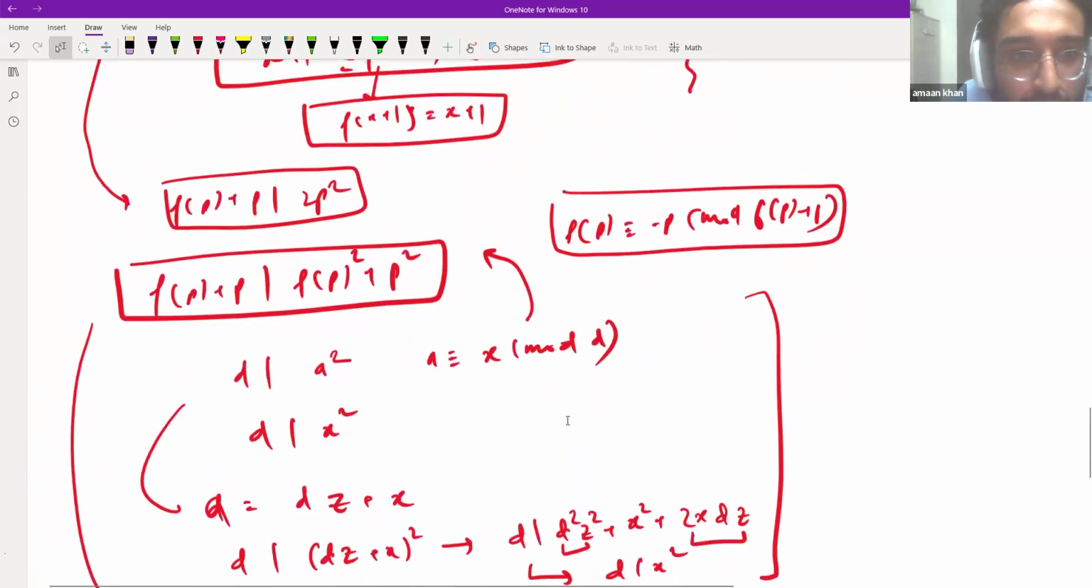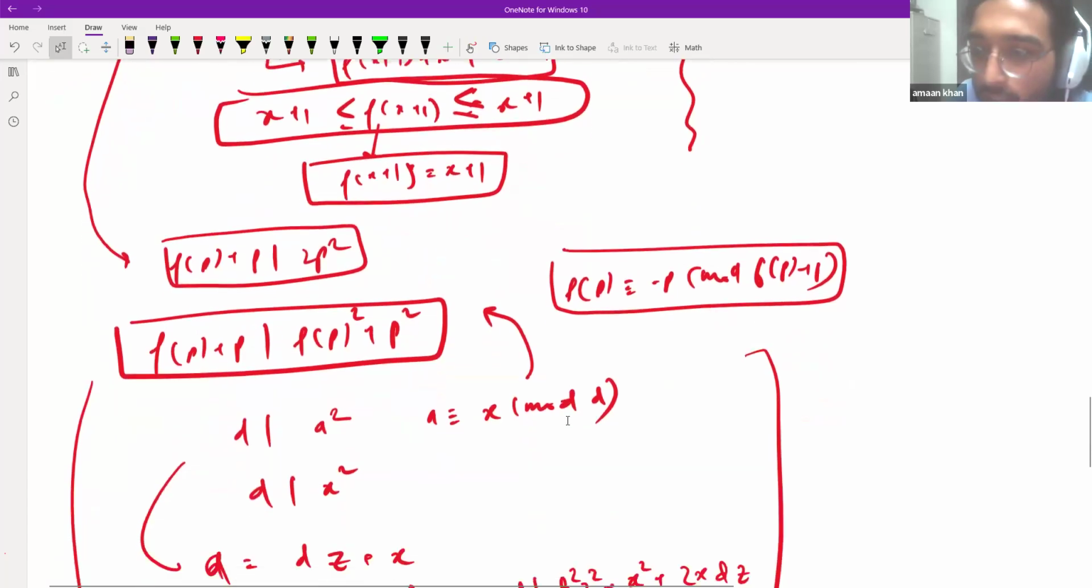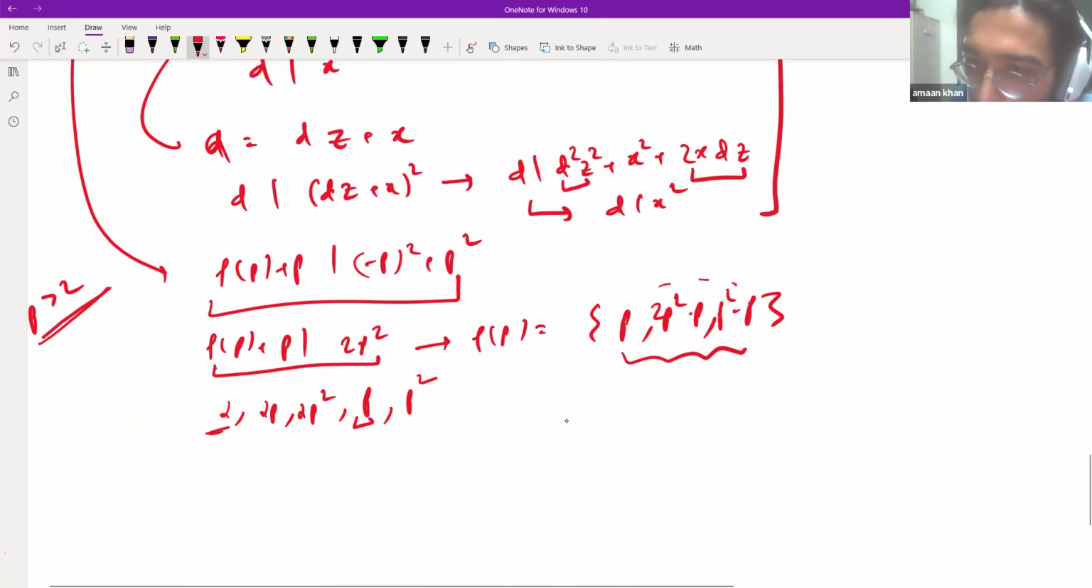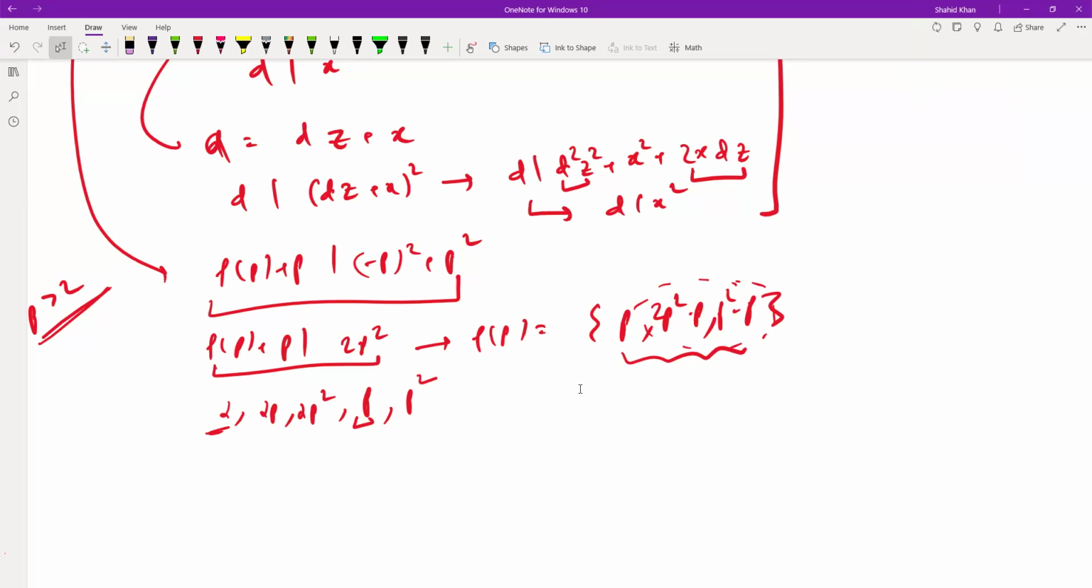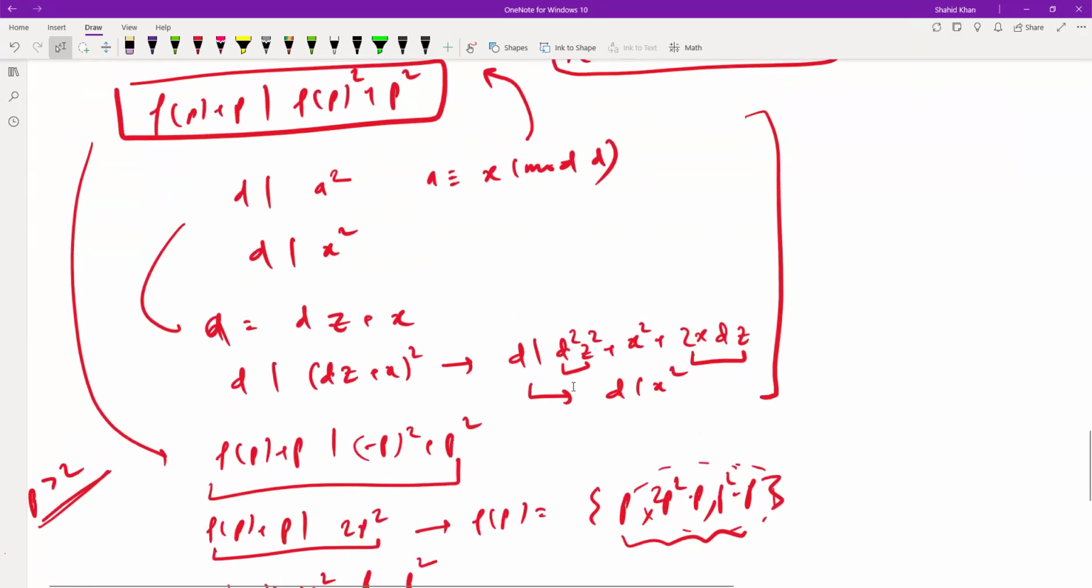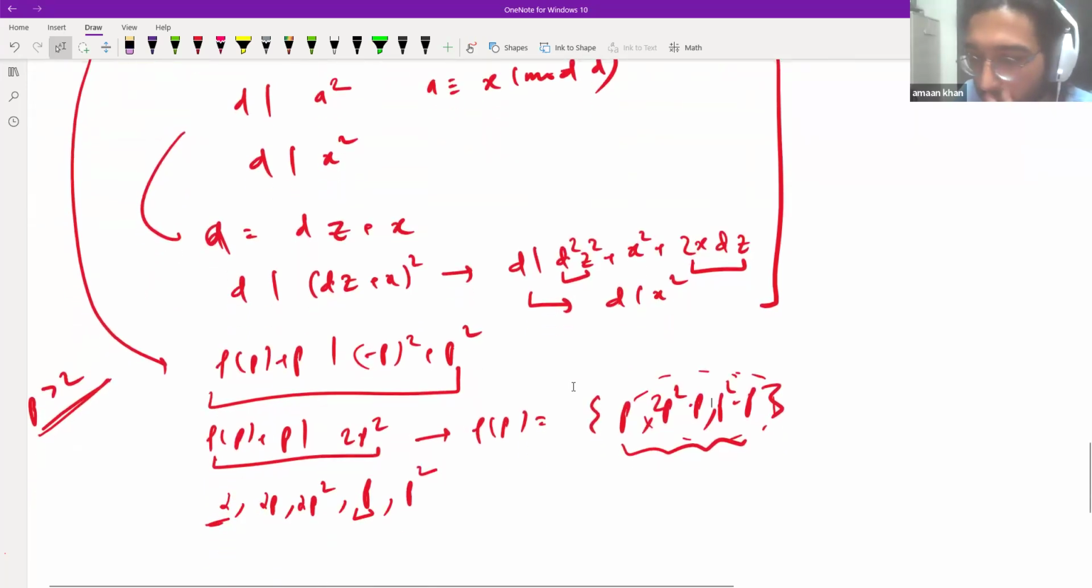Now what? Now how can you... You basically want to eliminate these two. So how can you eliminate these? Maybe some contradiction if we use... Yeah. How do you achieve a contradiction?